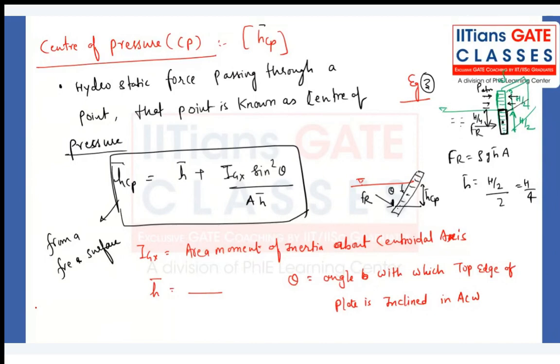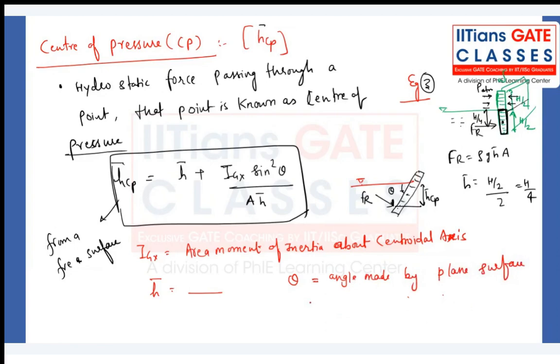Or you can also write this angle one. That's a better way, because some of you might get confused: theta will be the angle made by the surface with the horizontal free surface. We have to measure it with the horizontal, remember that. Because if the angle is given as, say, 60 for the plate, theta will be 30 degrees, for example. In your calculation, theta will be 30 degrees.